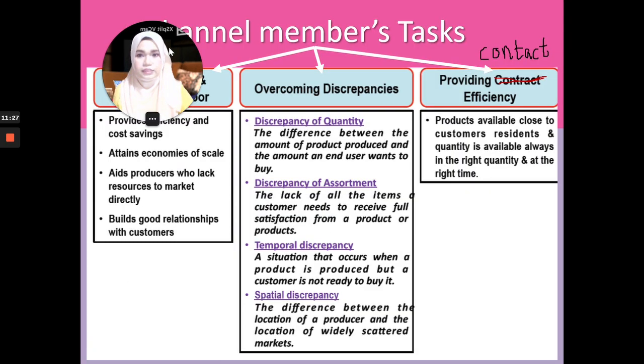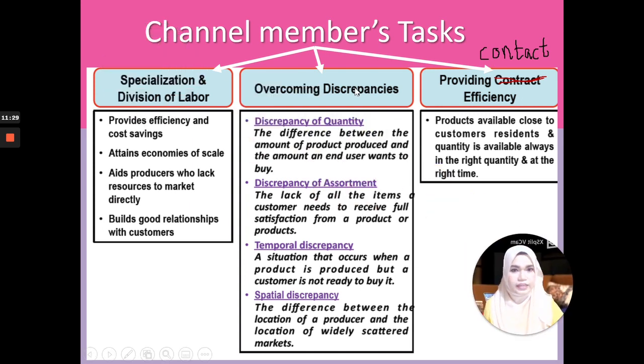Now, tasks. First of all, here I have changed. It's actually providing the contact efficiency. Contact. Can you change that in your slides? Now there are 3 channel members tasks. Don't get confused with channel members functions. Functions are in what way they can actually help the channel members. But the tasks here are how or what can be done. What can the intermediary or the channel members do?